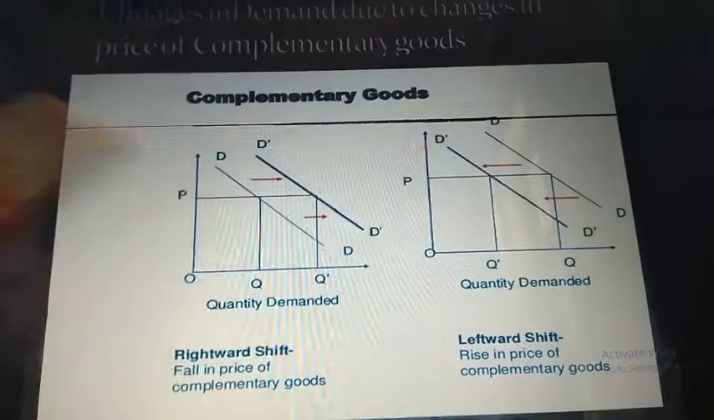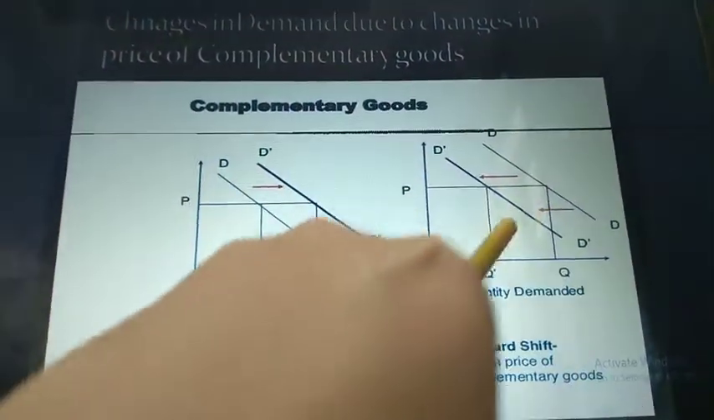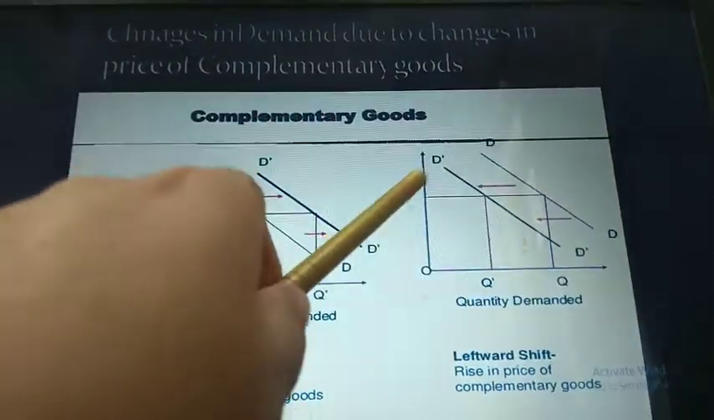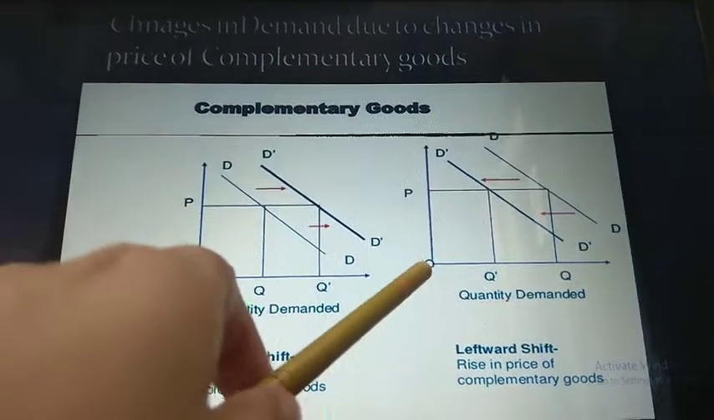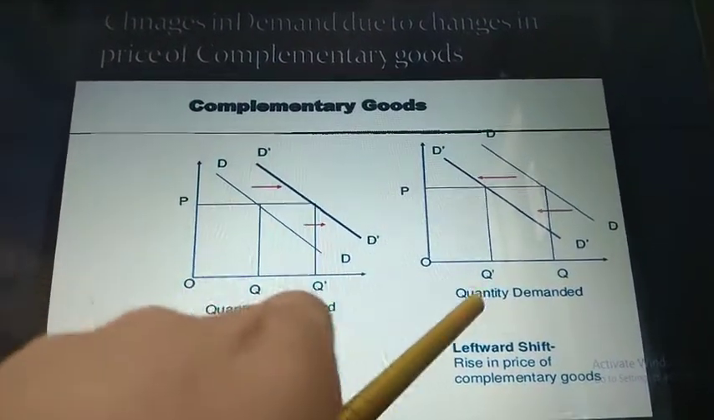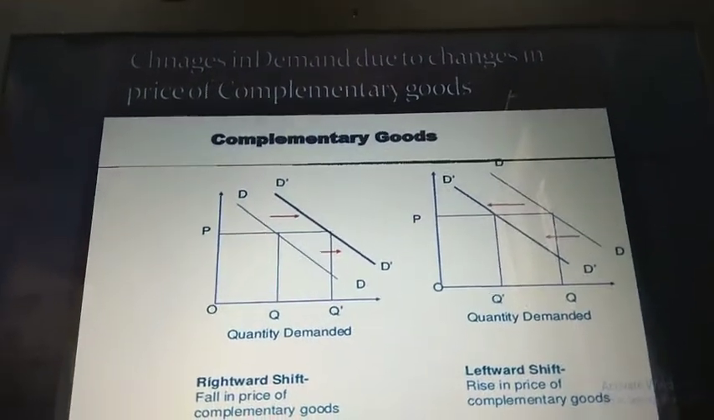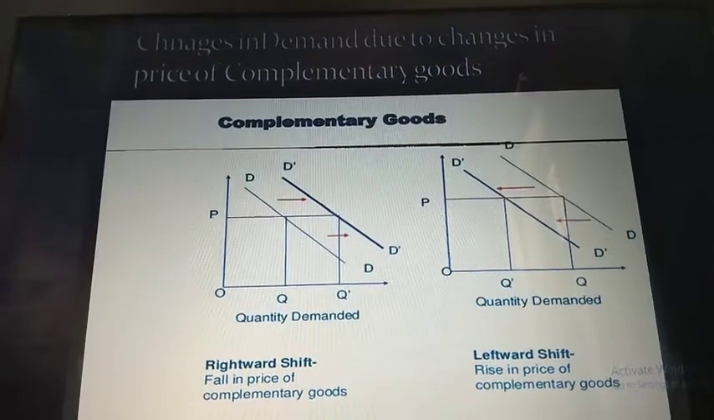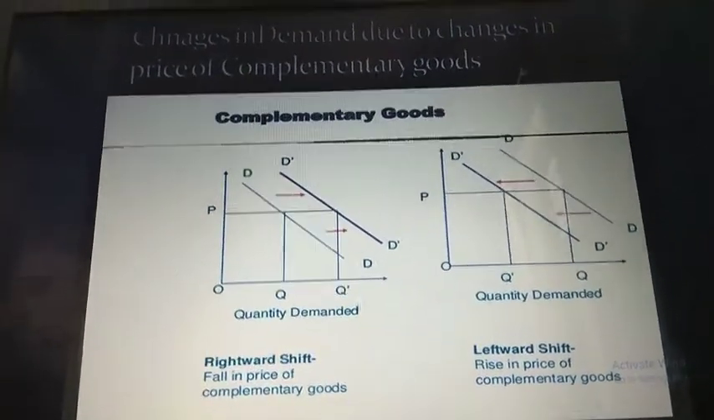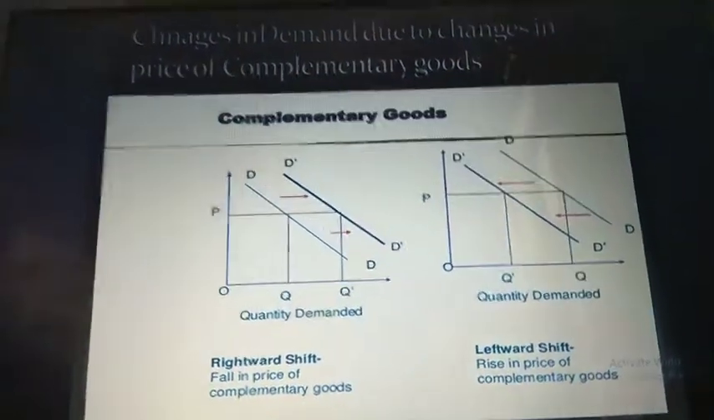So the demand of tea will decrease, which is represented by a leftward shift in the demand curve from DD to D1. That is, earlier the quantity demanded of tea was OQ, now it is OQ1. So because of increase in the price of sugar, that is a complementary good, the demand of the given good, that is tea, decreases, which is represented by a leftward shift in the demand curve.